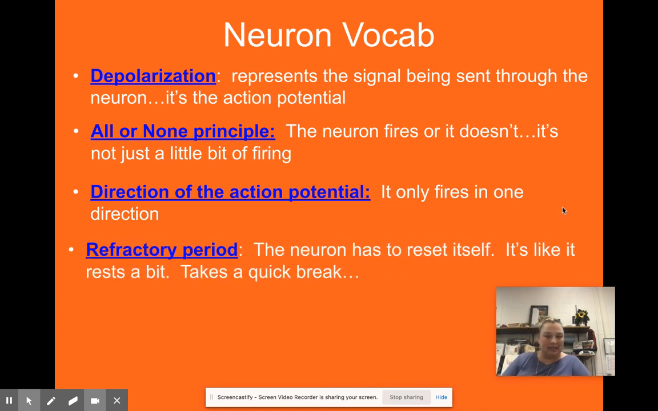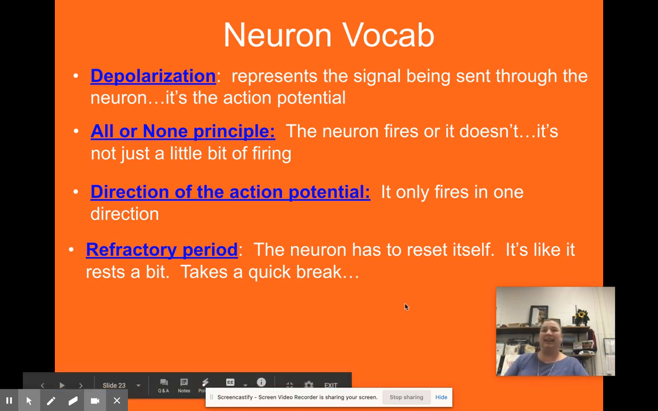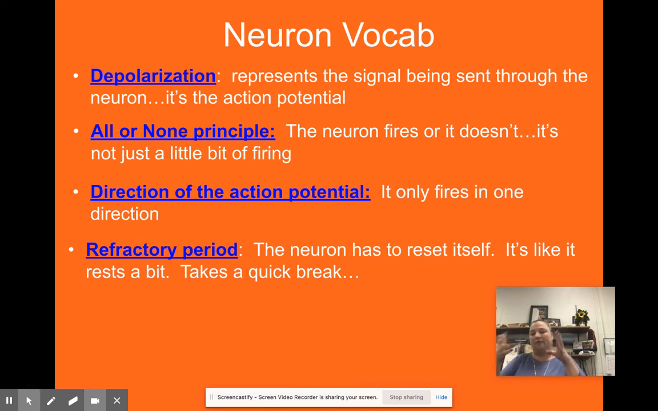One thing that's interesting, they have learned that neurons need a refractory period, meaning that it has to have time to reset itself. It's just like a computer. Sometimes it has to reset. So it gets a little bit of a motion there and it takes a quick break in between the different actions. But we're talking like, I can't even measure the time. It's so quick because our neurons are firing constantly every millisecond.